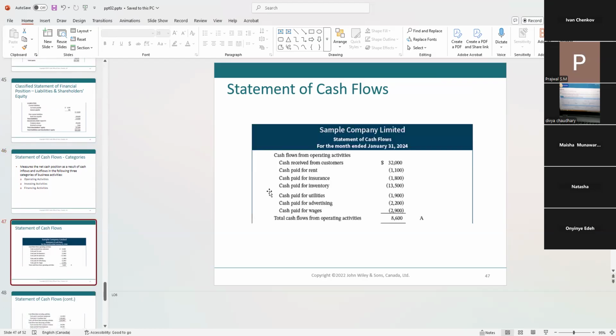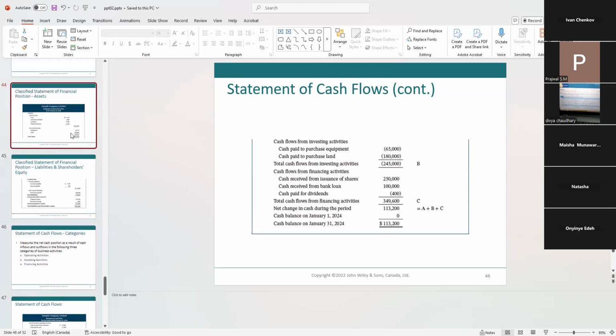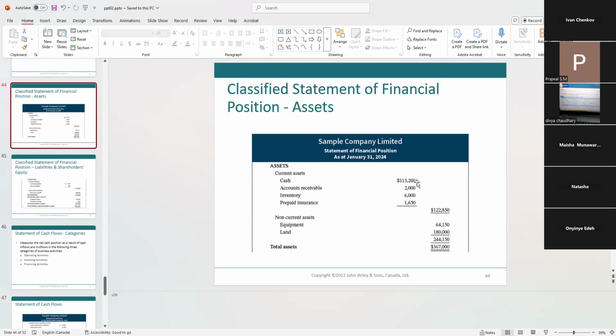We're gonna see that from operating activity, we're generating $8,600 cash. From the investing activities, we spent $450,000. From the financing activity, we borrowed $349,600. That's why our cash moved from zero to $113,200, which is our balance for our cash.